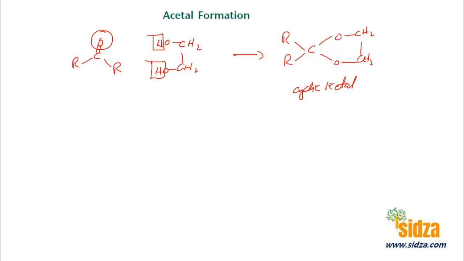Now these cyclic ketals and even the acetals can be decomposed by dilute acids. You can hydrolyze them, and you can get back the ketones and alcohols, or aldehydes and alcohols, right? So that's why we use this acetal formation as a method to protect groups in organic synthesis.